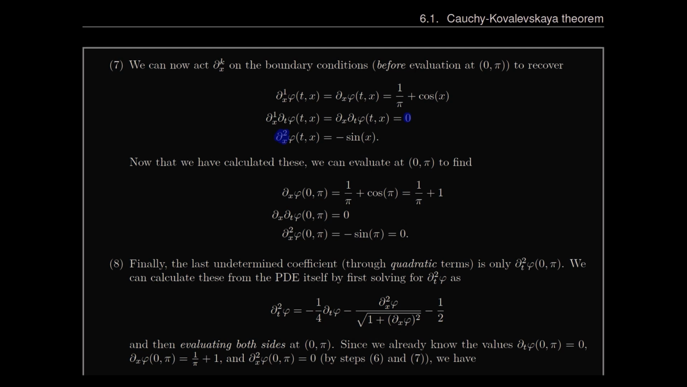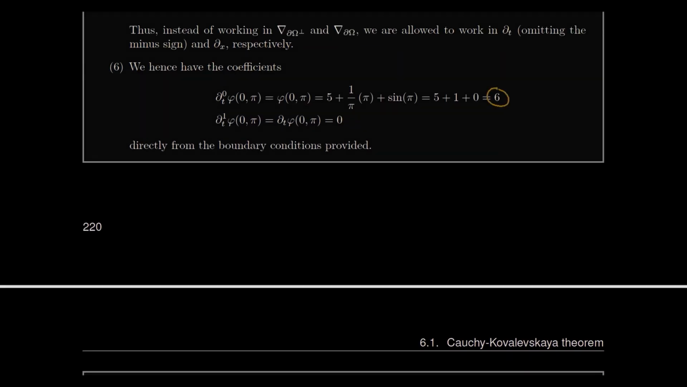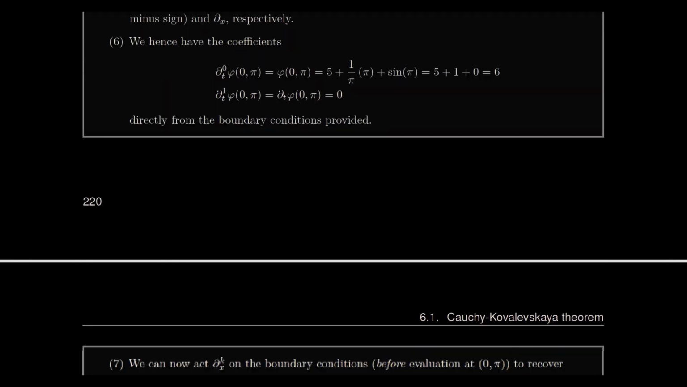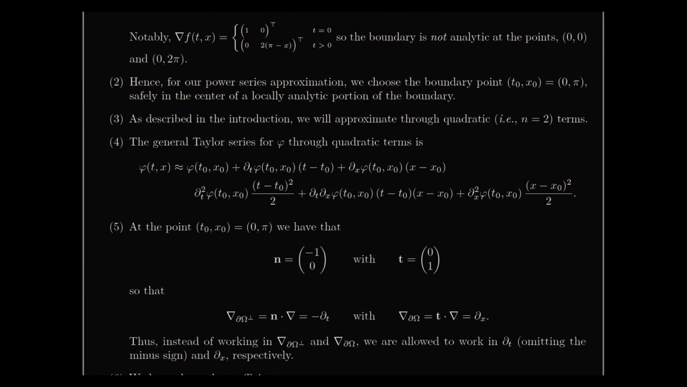And in fact, I can take a second derivative of the initial boundary term, which was this one. So I can take one more derivative of that, and I get negative sine x. So that's me extracting as much information as I can from the boundary. And then if I evaluate those at my initial conditions, 0 and pi, we're getting 1 over pi plus 1, 0 for the xt term, and then 0 for the x squared term. So that's given me, so far, 1, 2, 3, 4, 5 coefficients. I'm only missing one more coefficient from my power series.